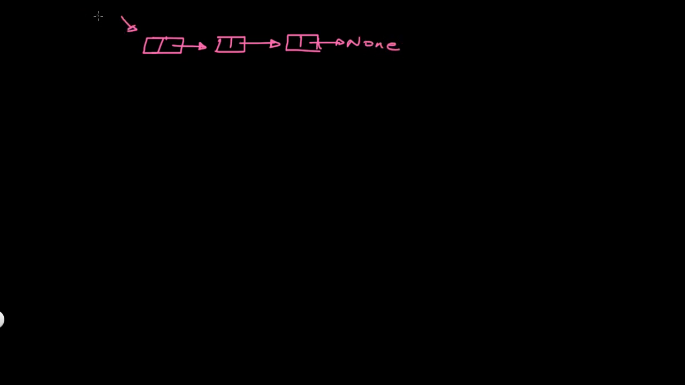I've got my head over here, so this is my one linked list, and let's give some values here. Let's say this is my 1, 2, and 3. Now, my question here is, write me a function that will do a reversal of this linked list using recursion.